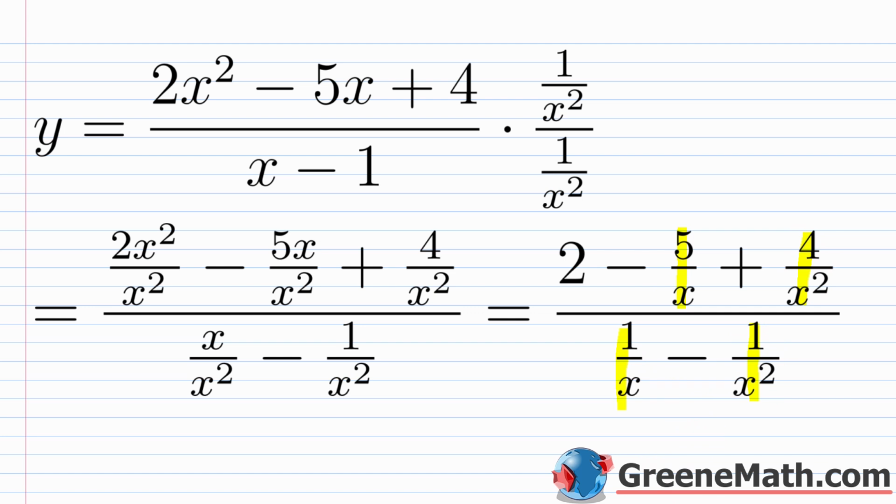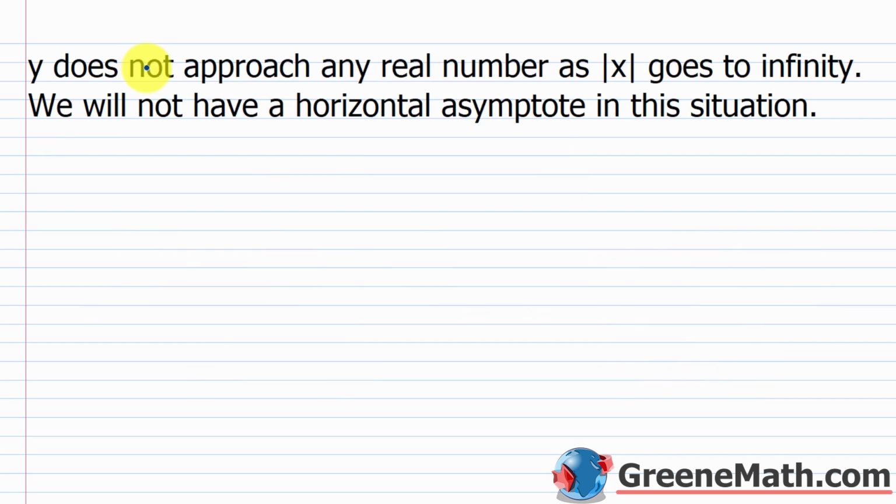Okay, well, that's a problem for us because as x approaches positive infinity or negative infinity, what we're getting is 2 over 0, which is undefined. So what you can say is that y does not approach any real number as the absolute value of x goes to infinity. We will not have a horizontal asymptote in this situation. So this is going to occur when the degree of the numerator is greater than the degree of the denominator.